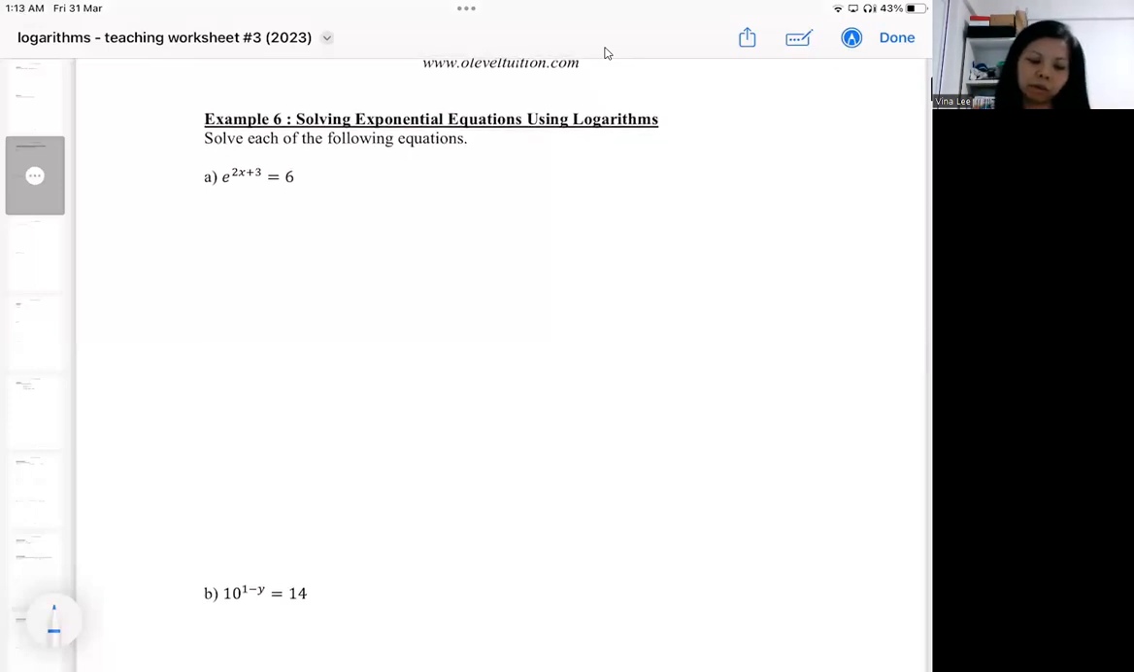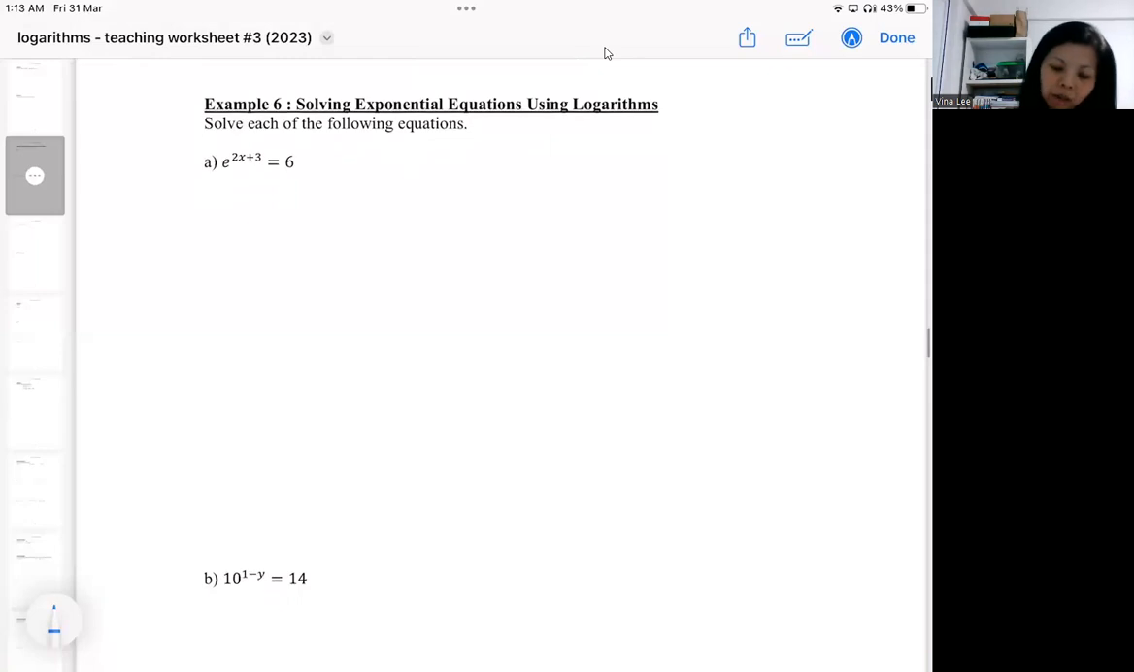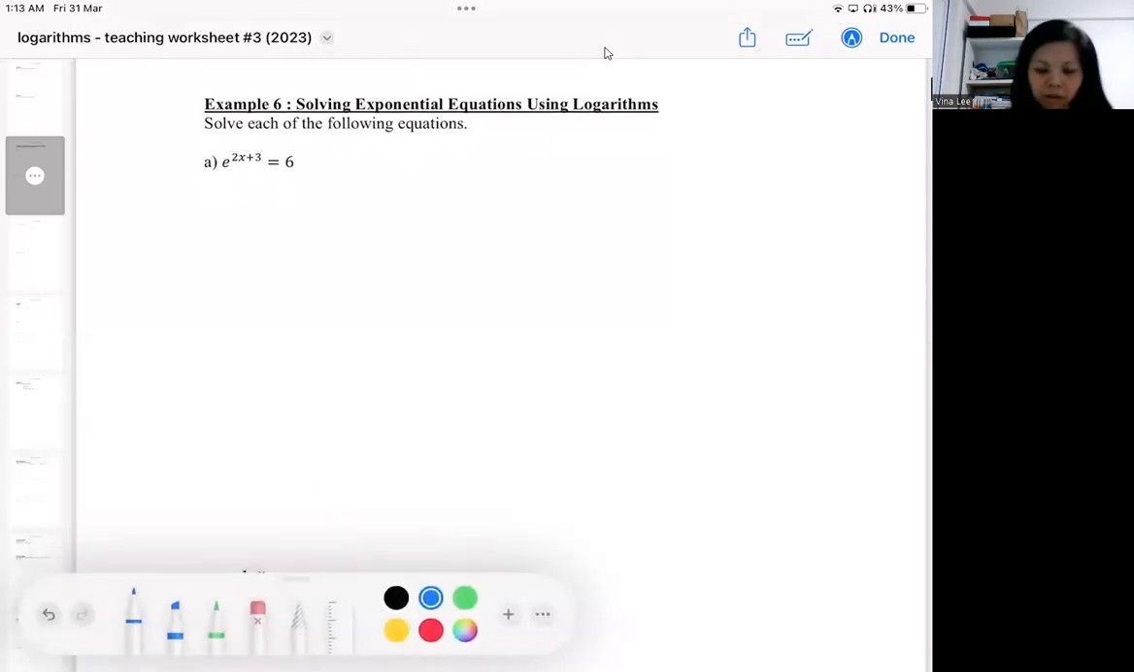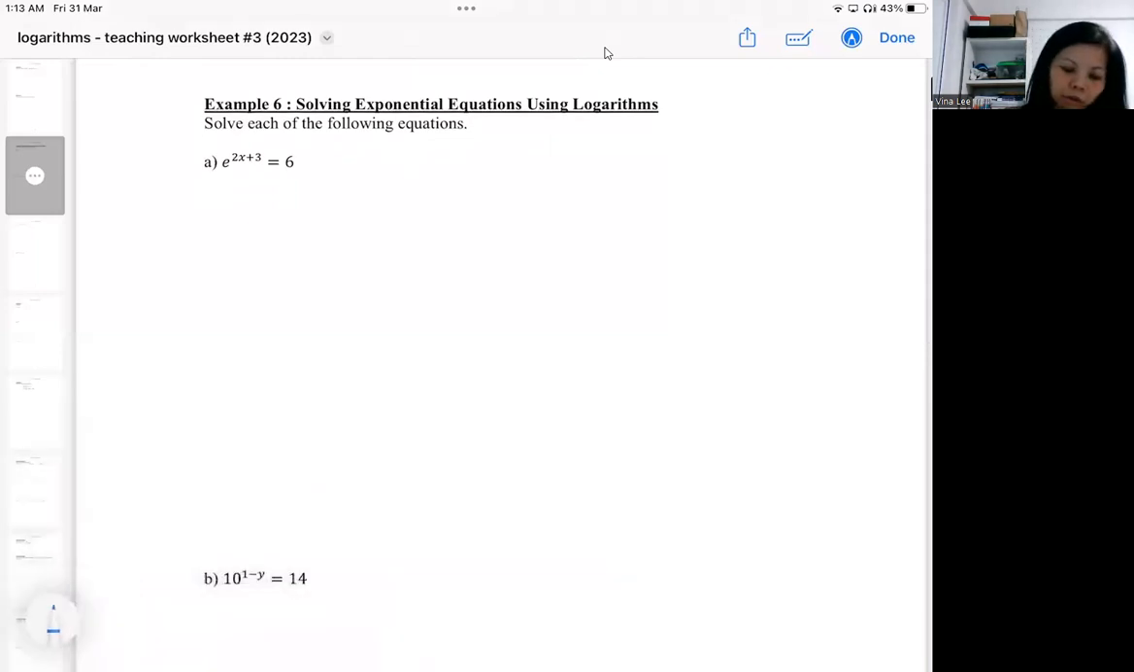So for example, if you look at 6a, it's an exponential equation with e to the power of something. So the x is hidden in the power as usual. For all our exponential equations, the x is hidden in the power. I'll show you these two methods first, then you decide which one you prefer for yourself.